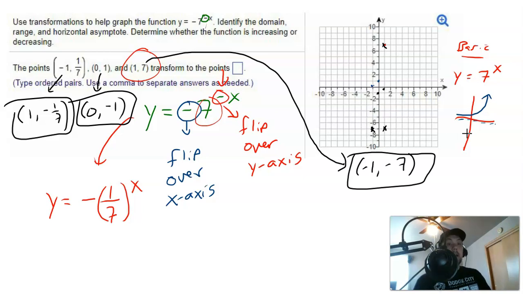Right. Now the asymptote, so if you take this graph here, flip it over the x-axis, flip it over the y-axis, the asymptote doesn't go anywhere, right? Flipping it over the x-axis doesn't move the asymptote. Flipping it over the y-axis doesn't move the asymptote. So the asymptote actually doesn't change. It stays exactly where it started, which is the x-axis.